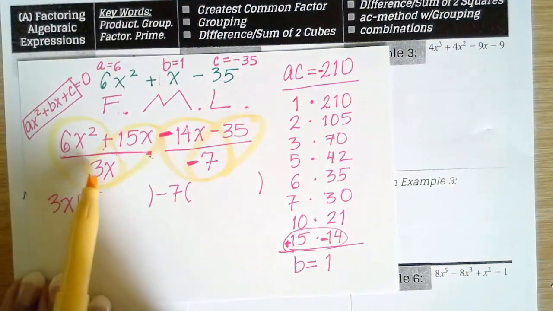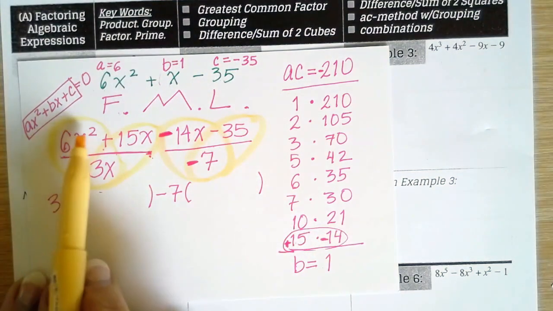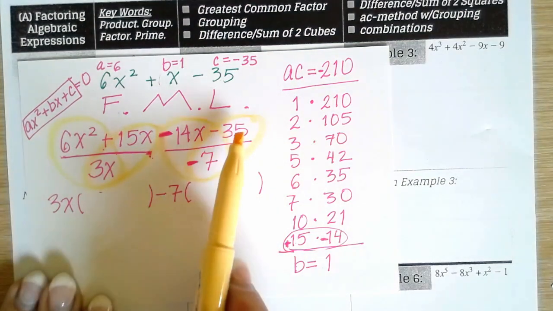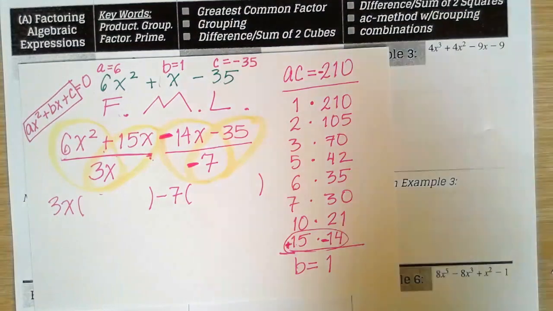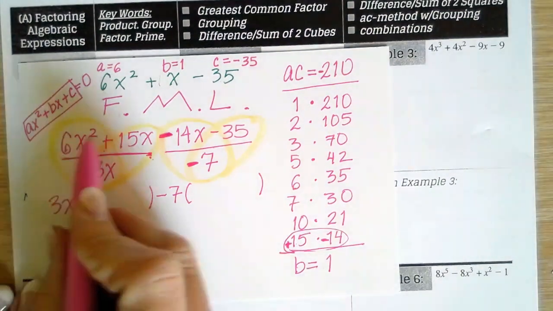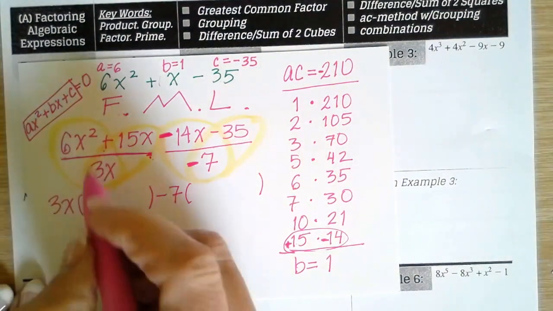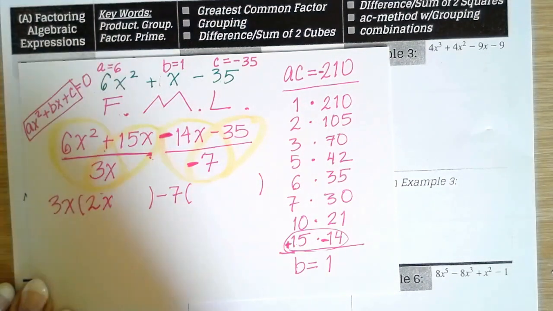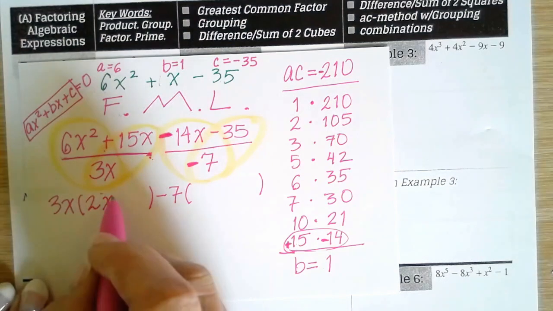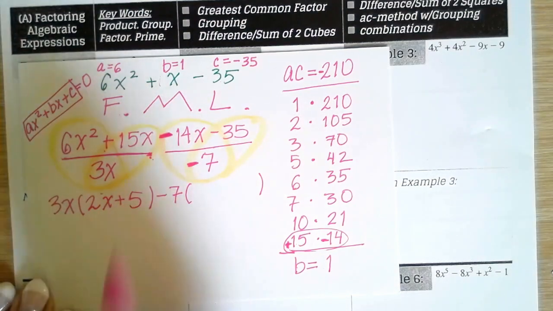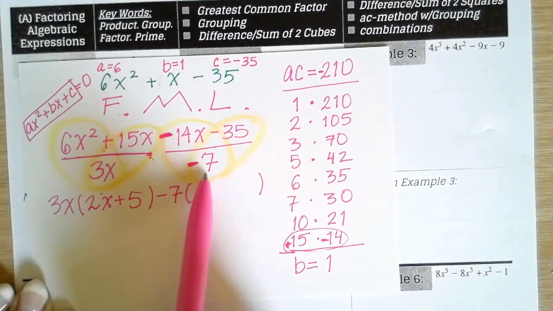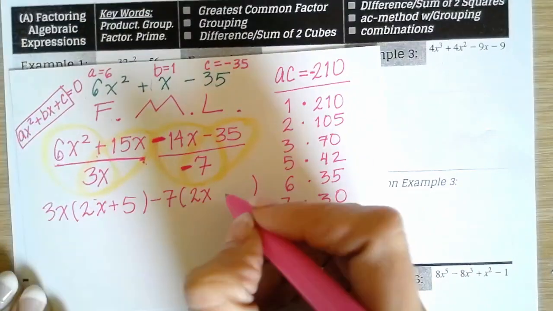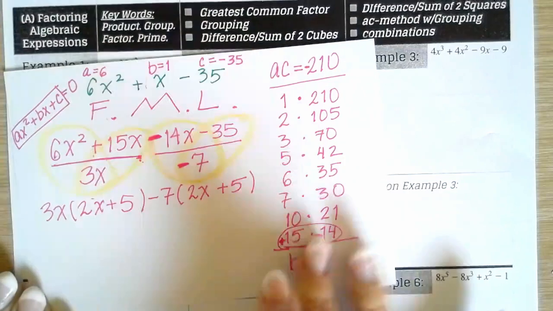So the bottom number, 3x, is dividing into both terms, 6x squared and the 15x. Negative 7 divides into both terms, negative 14x and negative 35. So you reduce it twice. What's 6x to the second divided by 3x? 6 and 3 reduces, squared and x reduces, we get that. Plus 15x over 3x is 5. Next, negative 14x over negative 7 is 2x. Negative 35 and negative 7 is plus 5.